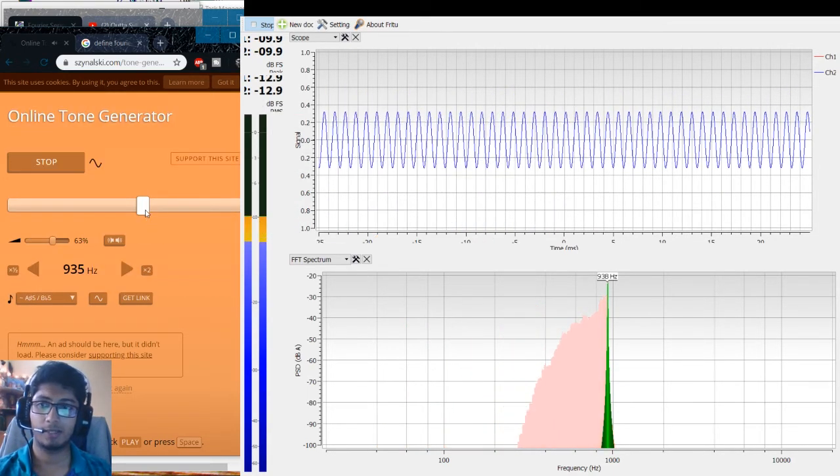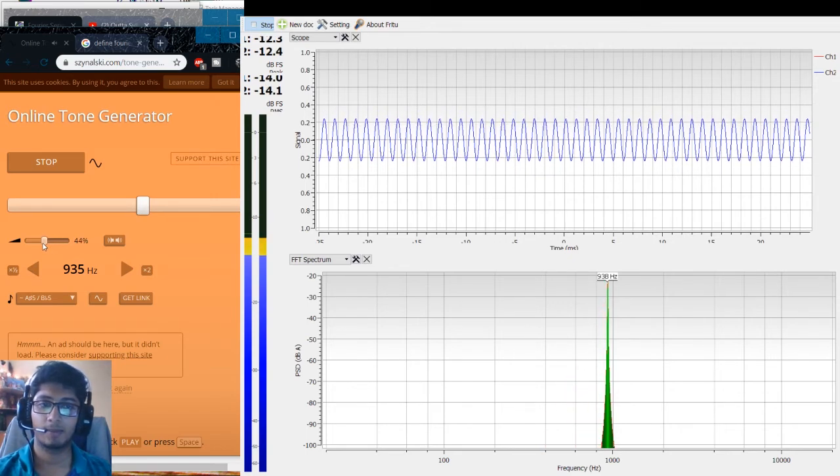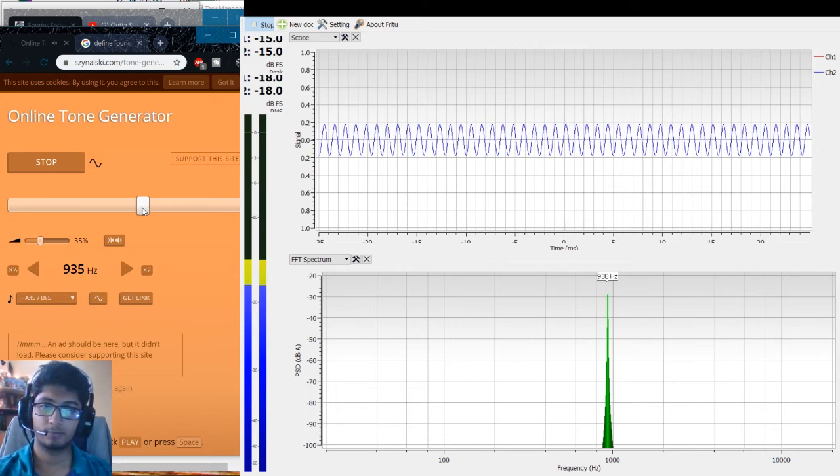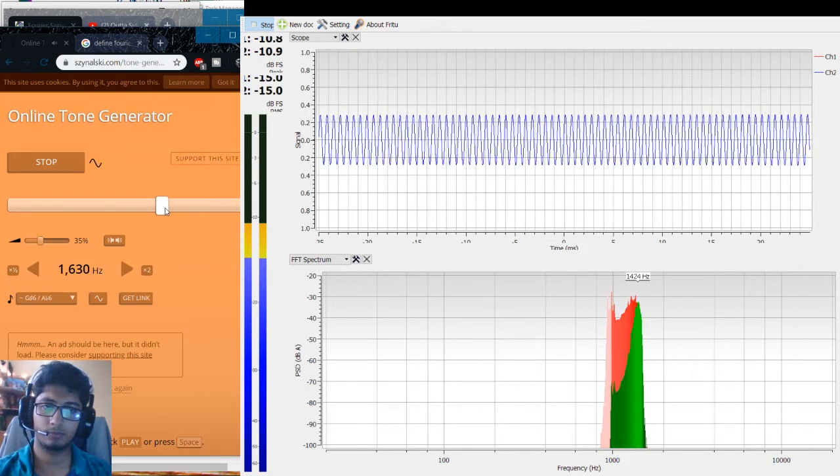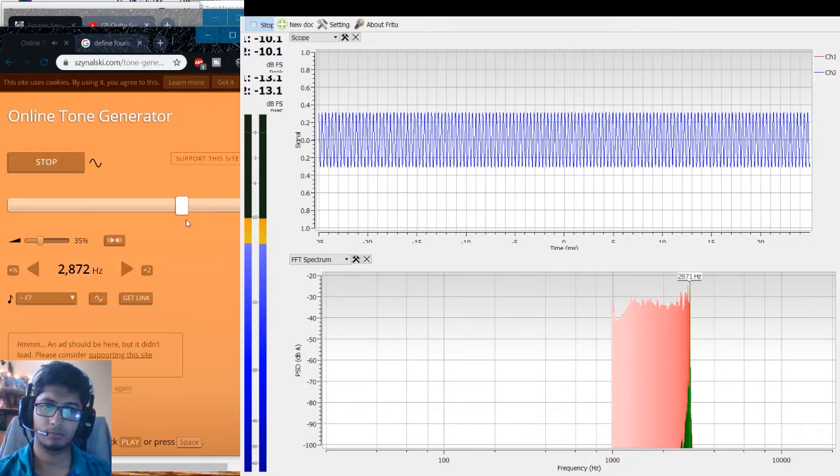Now you can see as the frequency increased, we are getting one single spike at 935 hertz. Let's increase a little more. Okay, now you can see we're getting one single spike as of a sine wave.